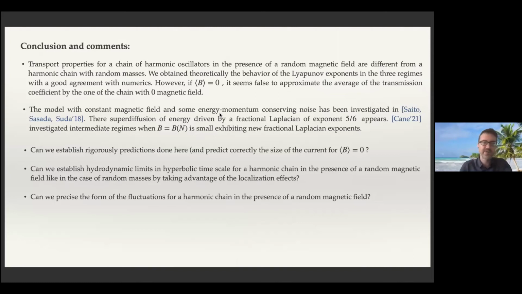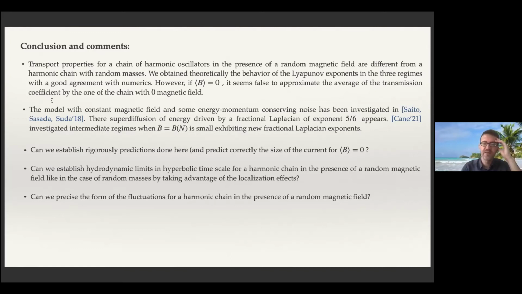So, okay, my time is over, but just this last slide. Maybe I can take 1 minute to finish. It has some conclusions and comments about the transport properties for a chain of harmonic oscillators in the presence of a random magnetic field. The transport properties for a chain of harmonic oscillators in the presence of a random magnetic field are different from a harmonic chain with random masses. And we obtain theoretically the behavior of the Lyapunov exponent in the three regimes with good agreement with the numerics. So for the Lyapunov exponent, even if the proof is not rigorous, it is clearly well justified. But in the case where the average of B is equal to 0, it seems false to approximate the average of the transmission coefficient of the chain with random magnetic field by a chain with zero magnetic field.